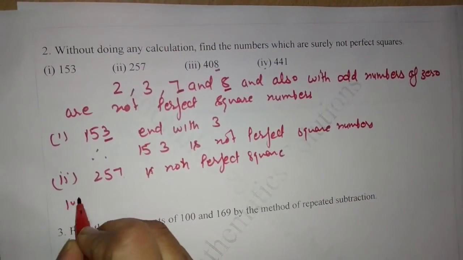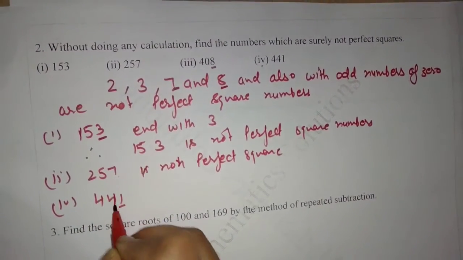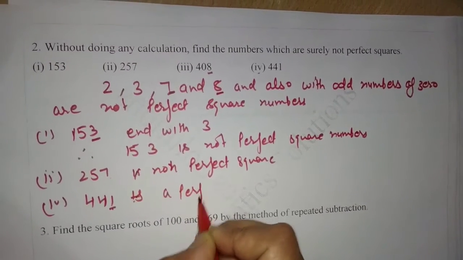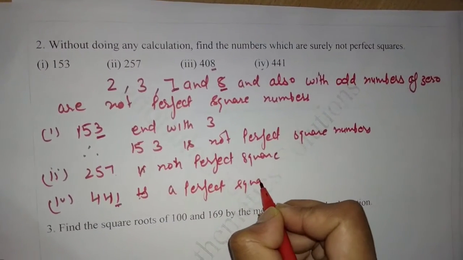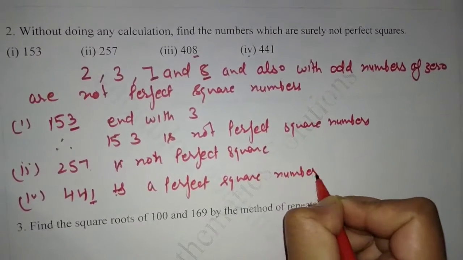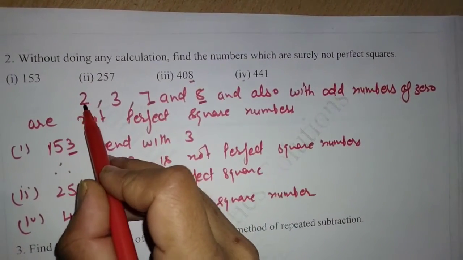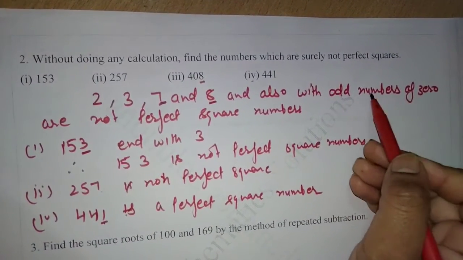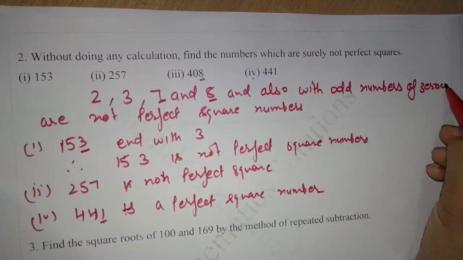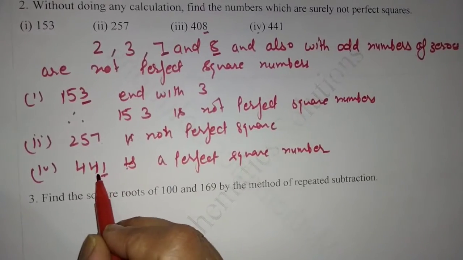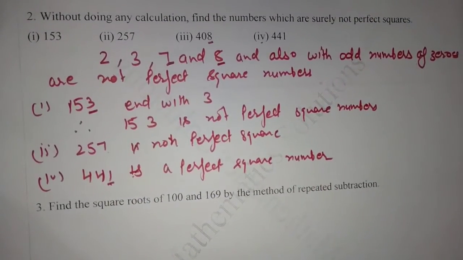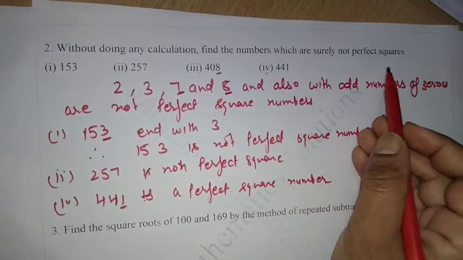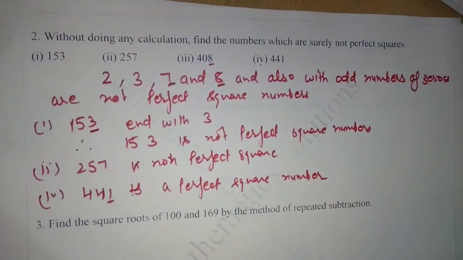In the fourth part, the unit digit of the given number is 1, therefore it is a perfect square number, because non-perfect square numbers end with 2, 3, 7, 8 or with an odd number of zeros. Therefore 441 is a perfect square number. So without doing any calculation, we have found the numbers which are surely not perfect squares.